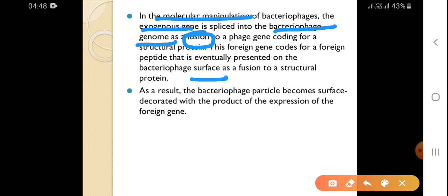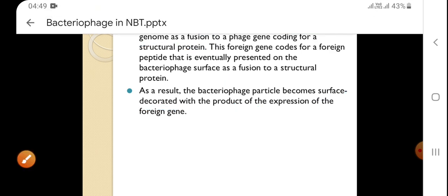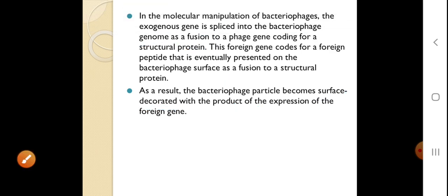Is that clear? So this is the exogenous gene. If this is your bacteriophage gene, now this is integrated into this, and now the bacteriophage will display this protein on its surface. Okay, so literally it is known as surface decorated. Is that clear? So the surface is decorated with the product of expression of the foreign gene. So this is what we mean by a bacteriophage display by molecular manipulation.